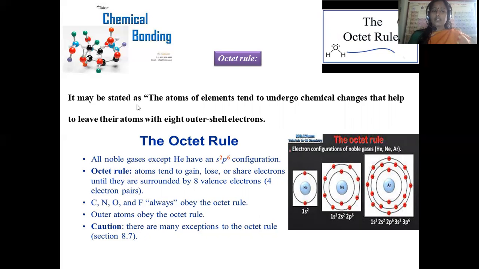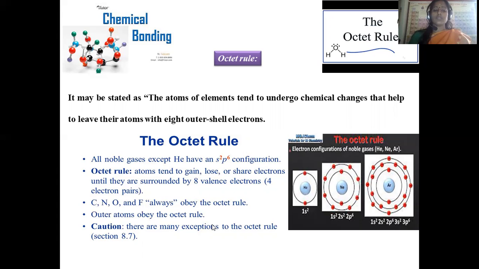The octet rule may be defined as the tendency of atoms of elements to undergo chemical changes that leave their atoms with 8 outermost electrons. The elements with 8 outermost electrons are regarded as obeying the octet rule, given as the ns2 np6 configuration. The noble gas family obeys all this, and carbon, nitrogen, oxygen and fluorine show chemical reactivity in order to reach that octet.